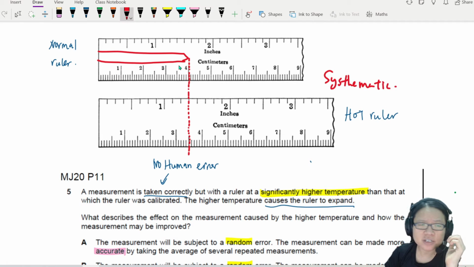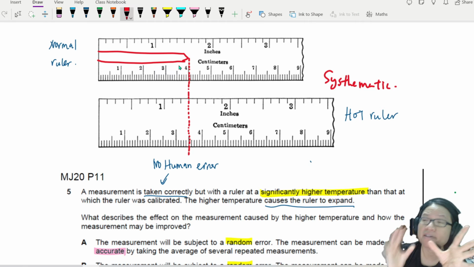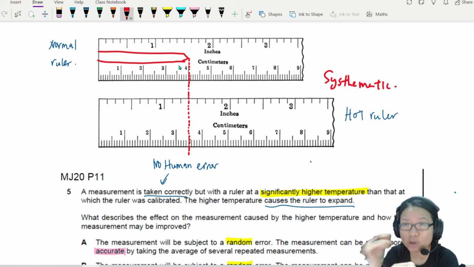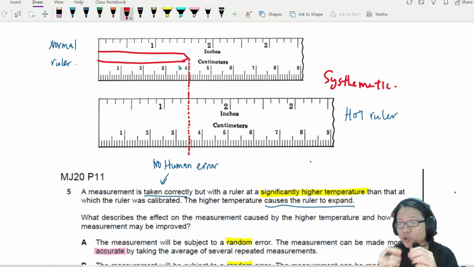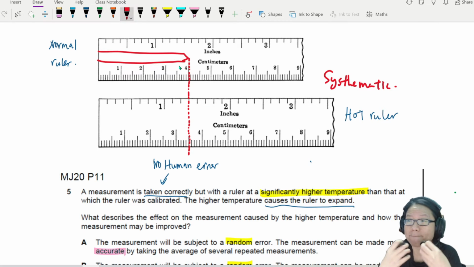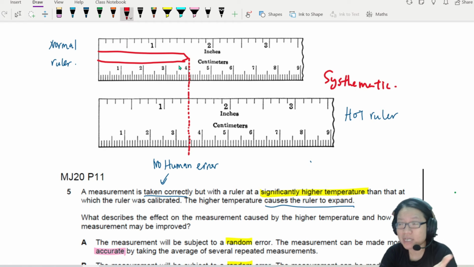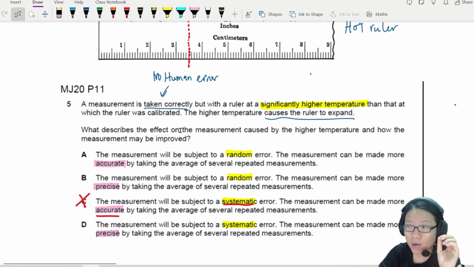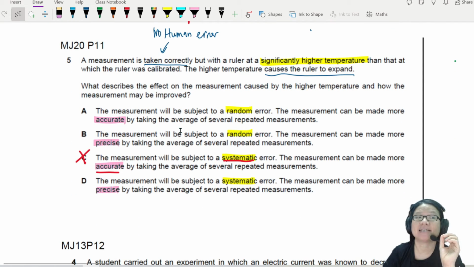So at first, when you think about temperature, you may be thinking, oh, teacher, I know this one must be random because it's external factors. But the question here is, how does the external factor affect your reading? If it affects in such a way where it makes the reading bigger or always smaller, that is systematic. That is the only defining feature. Do not memorize. Analyze. Don't memorize.